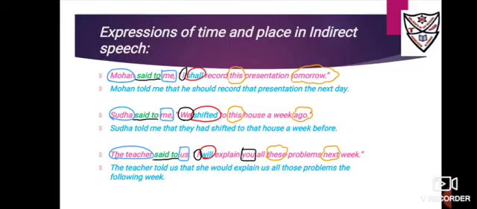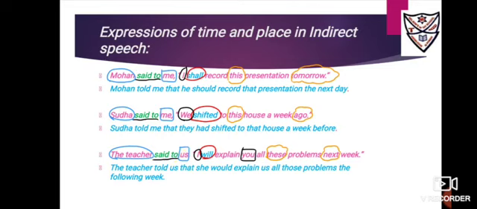Come down to the third example. The teacher said to us, "I will explain you all these problems next week." First step is underline the reporting verb, said to. Circle the reported verb, will. Now children, will is a modal, so it will change to "would". Dealt with the verbs. Now come to the pronouns. Circle the speaker, the teacher. Then you have to put a box at the listener, that is us.